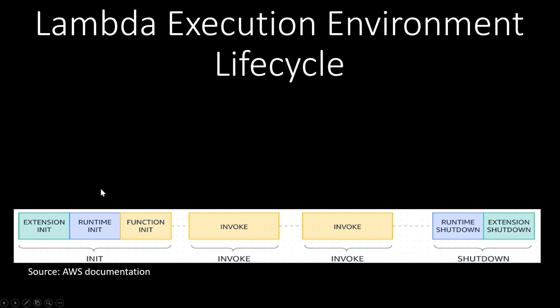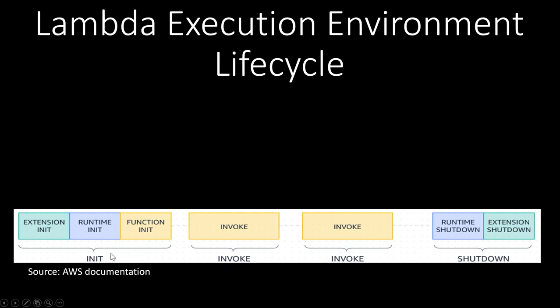When the first phase in the lifecycle is completed, it indicates the completion by sending a next API request. So after init is completed, it sends a next API request, which starts the invoke phase. Similarly, when invoke is completed, it sends the next API request, which starts the shutdown phase. So let us see this one by one.